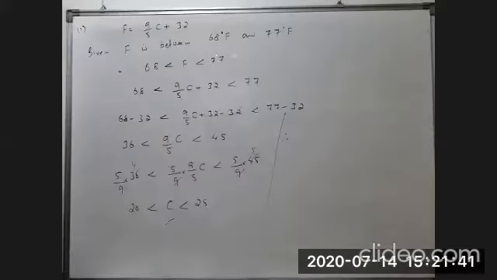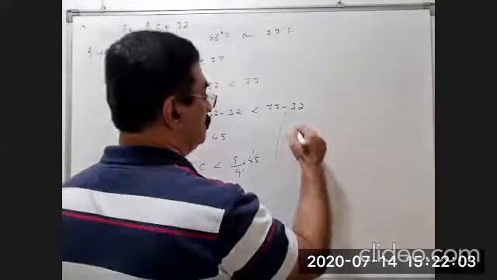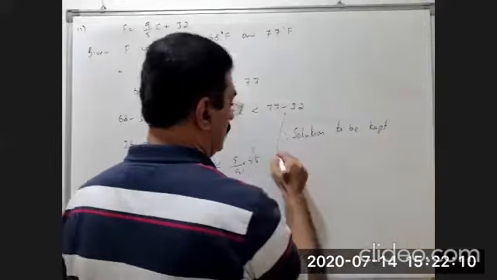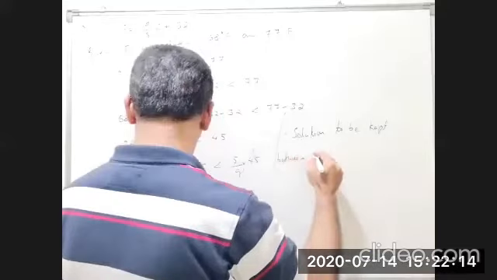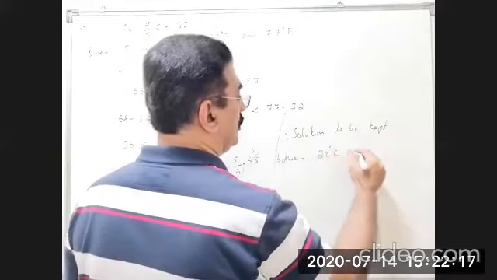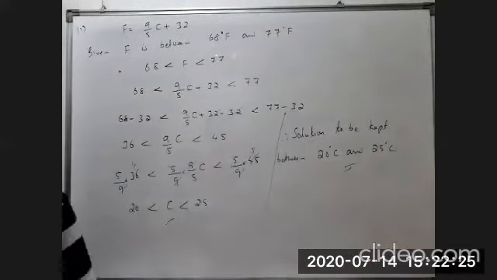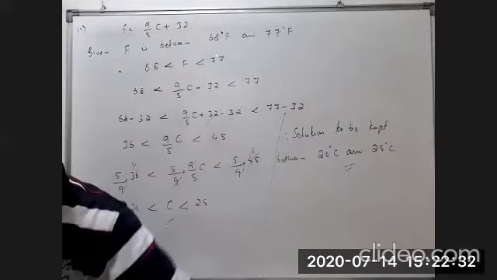Therefore, what is the question? Range of temperature. So, therefore, the solution is to be kept between 20 degrees Celsius and 25 degrees Celsius. So to keep the Fahrenheit between 68 and 77, degrees Celsius must be between 20 and 25.